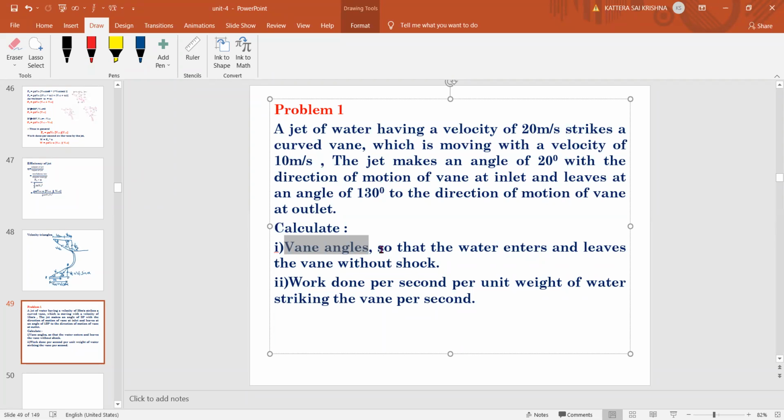One more condition is that the water enters and leaves the vane without shock. This is nothing but VR1 equal to VR2, where if there are no losses, VR1 will be equal to VR2. That is the meaning. Okay, so work done per second is asked, calculated per unit weight of water striking the vane per second. So he's asking work done per second, again divided by weight of the fluid per second. We'll see how to calculate this. So first write down the question.